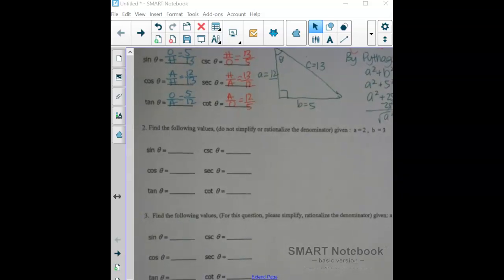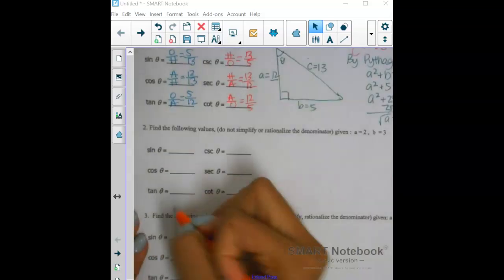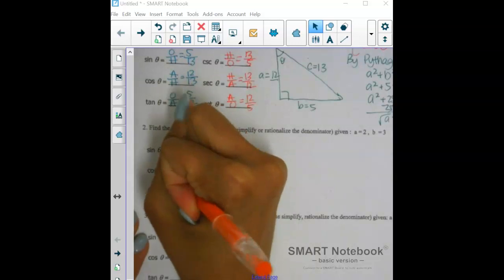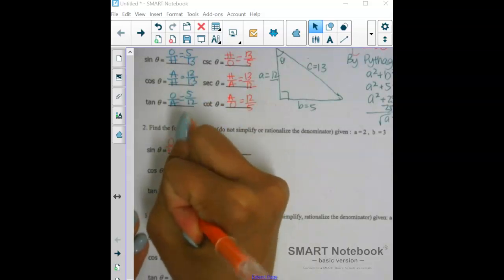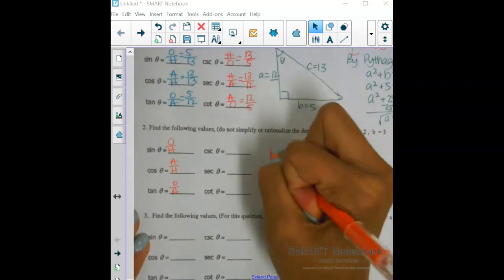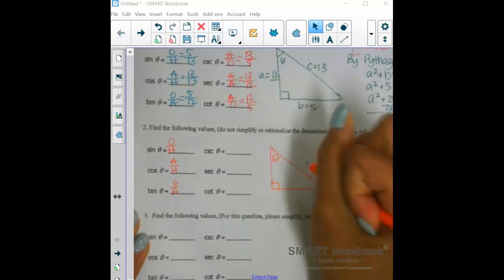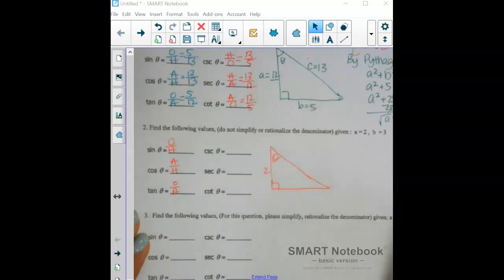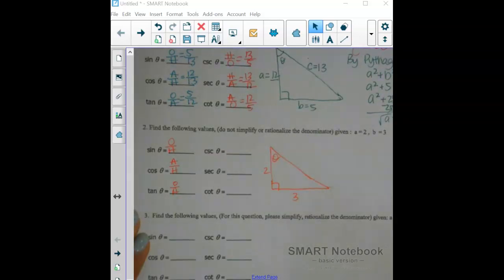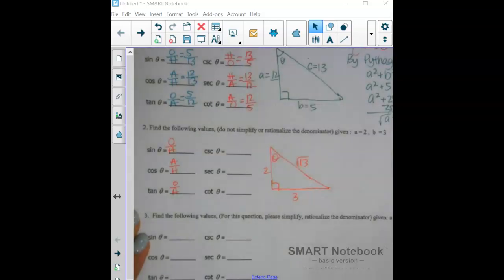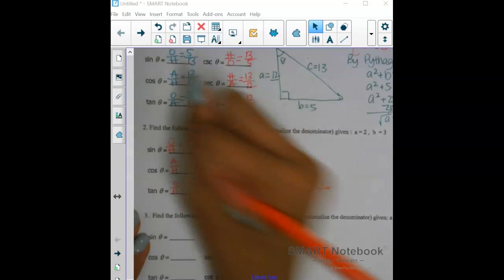All right, so for question number 2, remember, sine, cosine, tangent, you're looking at opposite over hypotenuse, adjacent over hypotenuse, and opposite over adjacent. If you redraw that triangle like I asked you to do, this is theta. A is 2, B is 3. What was the hypotenuse here? Square root of what? 13. So when you're making those ratios, you don't need to rationalize it.